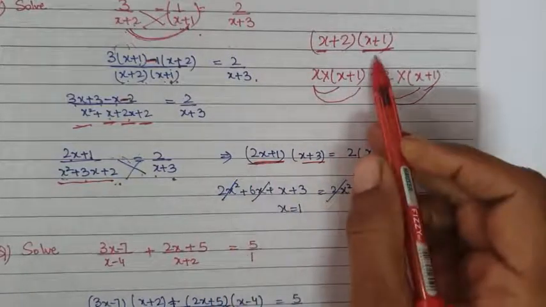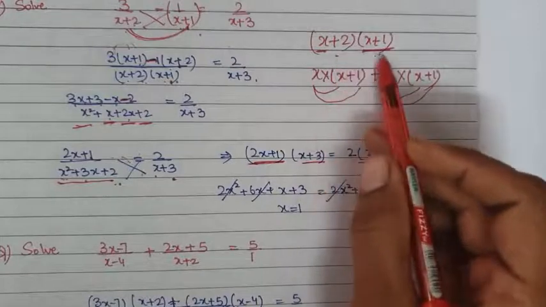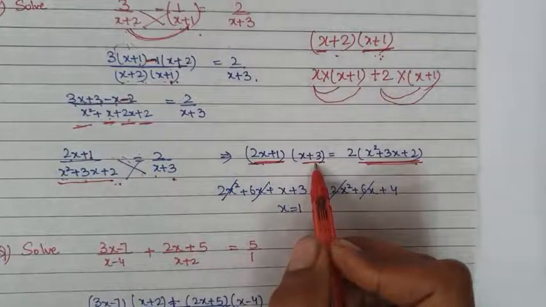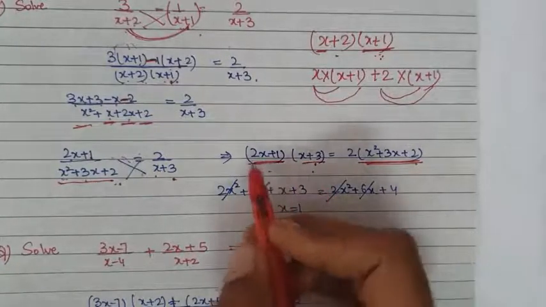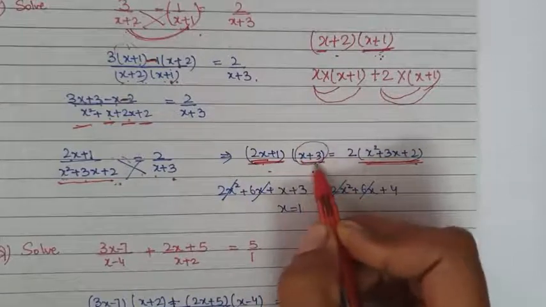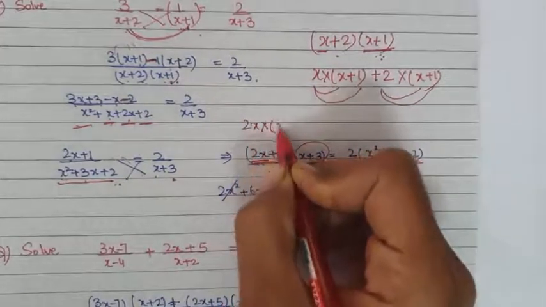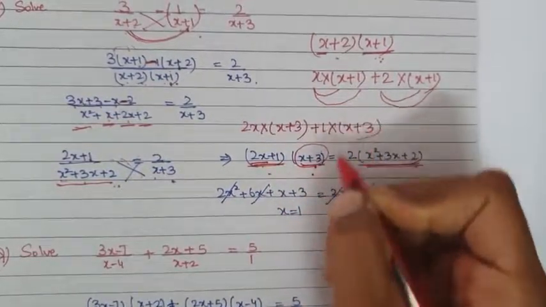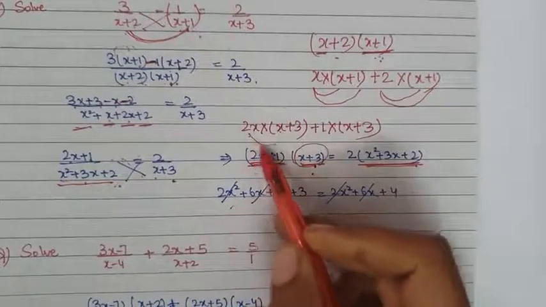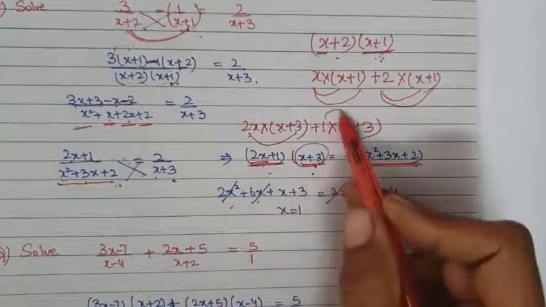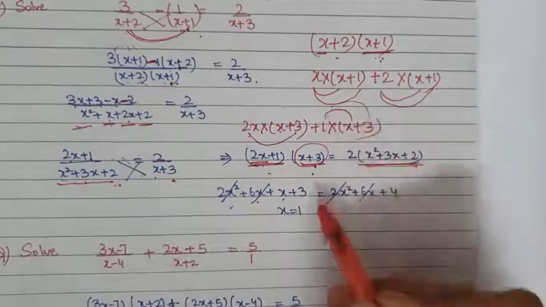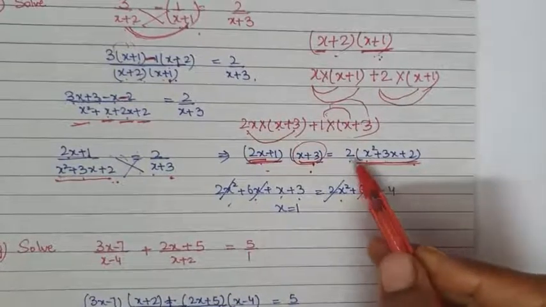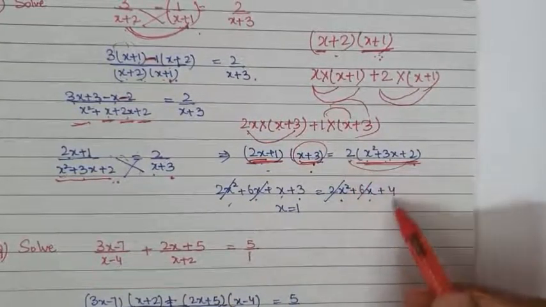Now as we have done here the multiplication of two brackets, in the similar way we will do the multiplication of these two brackets also. So 2x multiply x plus 3 plus 1 multiply x plus 3. We get 2x square plus 6x plus x plus 3. And here also 2x square, opening the bracket, 3x, 2 into 2, 4.